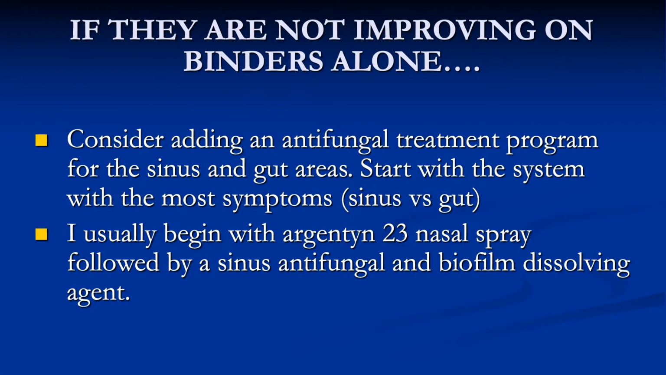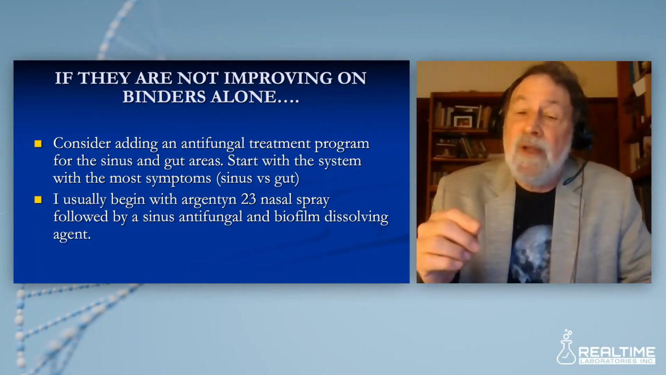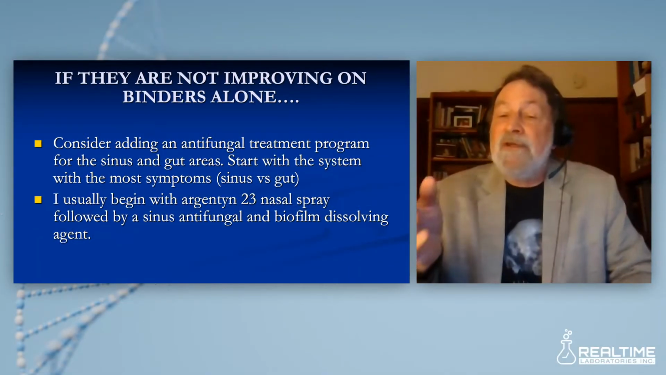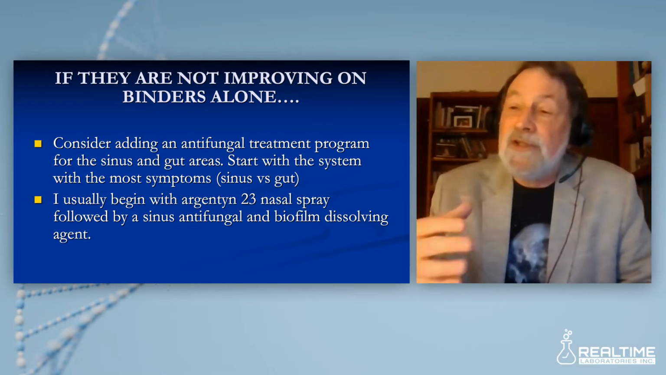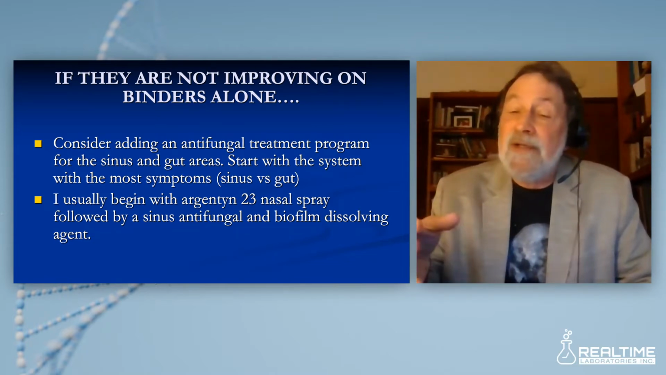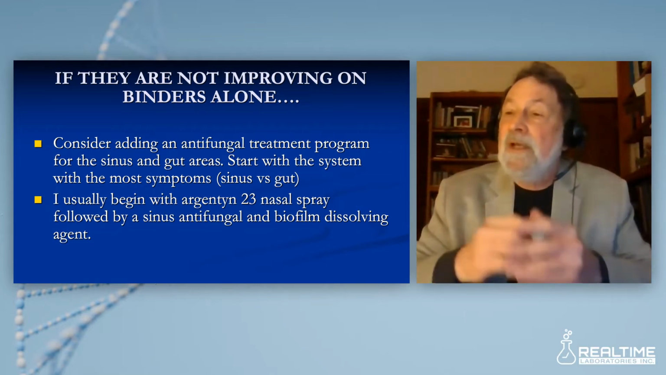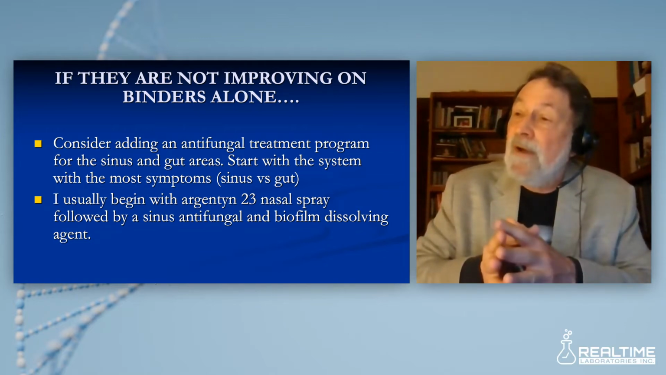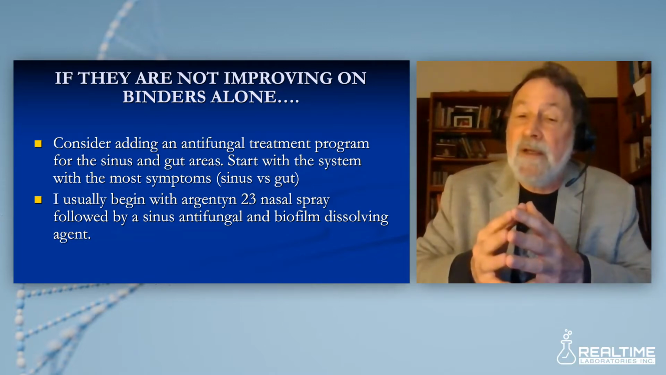So remeasuring urine mycotoxins 3 or 4 months after the binders are fully on board will help to assess progress. If the patient is not making much progress and the numbers are going up and there's no sign that this is working adequately, then it is very likely that they have colonized, and you can now consider beginning the antifungal treatment program for the sinus and gut areas. I usually start with the system with the most symptoms. So if someone has fairly severe nasal congestion and a chronic nasal drip, chronic sinus infections, I start with the sinus. If someone's primary symptoms are GI-based, I'll often start with the gut.